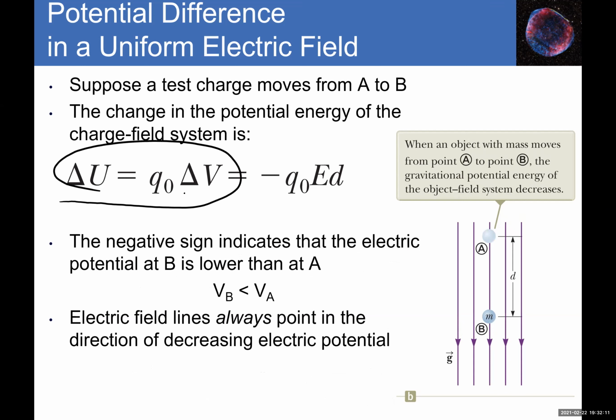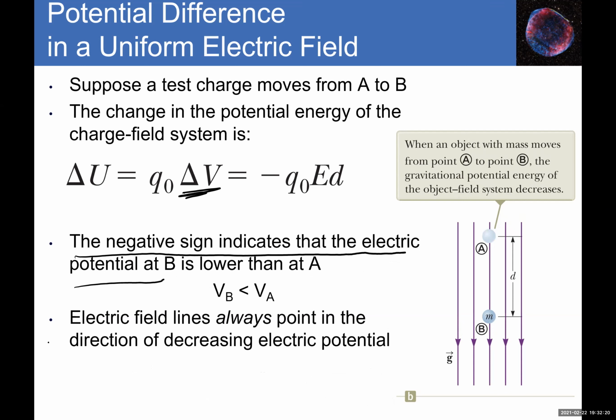Because delta V equals negative E times D, you can also replace it like that. The negative sign indicates that the electric potential at B is lower than at A. So this is B, this is A. B is always lower because when you go in the direction of the electric field, your potential is always lower. Then the electric field lines always point in the direction of decreasing electric potential. Not necessarily potential energy, but decreasing potential.